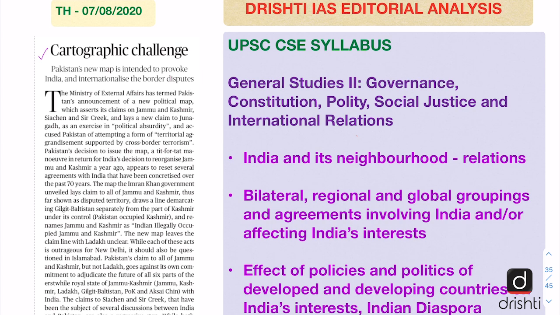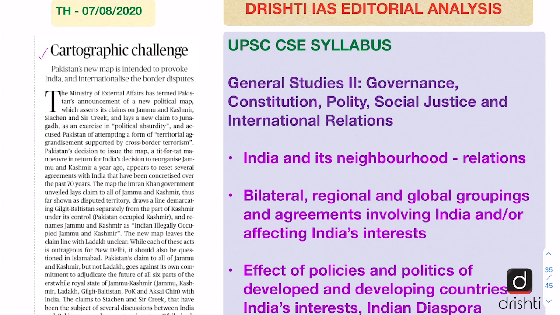We have taken today's editorial from the Hindu and it has come on 7th of August. The title of the editorial is Cartographic Challenge and it says that Pakistan's new map is intended to provoke India and to internationalize the border dispute between the two countries.